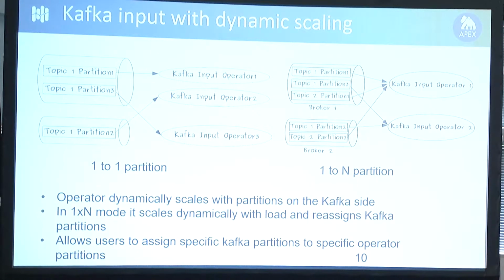In the one-to-n case, multiple partitions on the Kafka side are assigned to a single partition on the Apex side. And how this gets distributed is actually controlled with throughput. So you can specify a maximum throughput. Till the maximum throughput is reached, each individual operator tries to greedily pick up as many partitions as possible. Once the throughput threshold is crossed, new operators get created on the Apex side, and the partitions get redistributed. Okay.